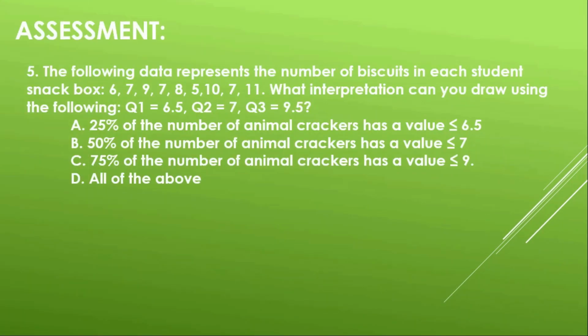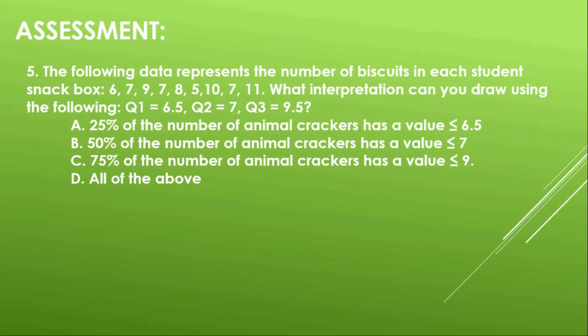Number 5. The following data represents the number of biscuits in each student's snack box: 6, 7, 9, 7, 8, 5, 10, 7, and 11. What interpretation can you draw using the following? First quartile is 6.5. Second quartile is 7. Third quartile is 9.5. Letter A.